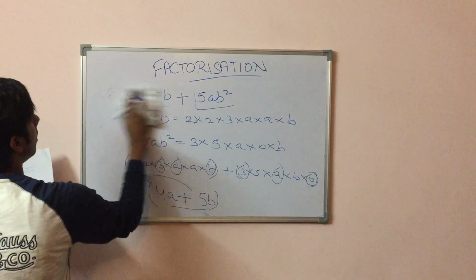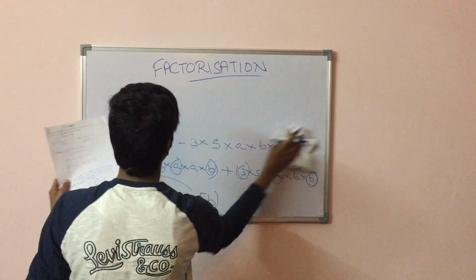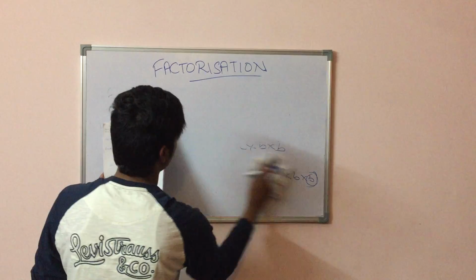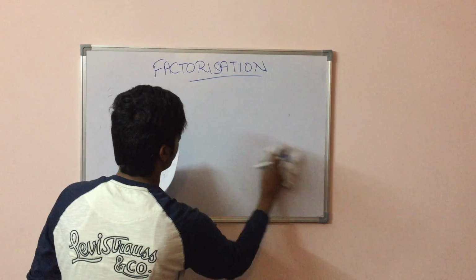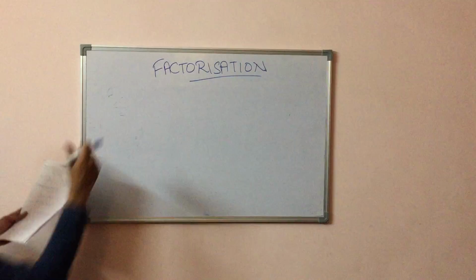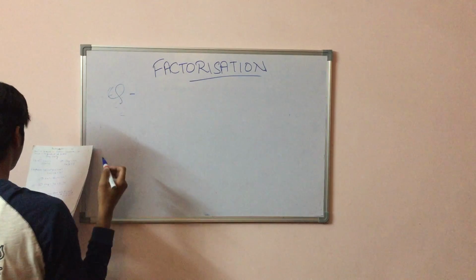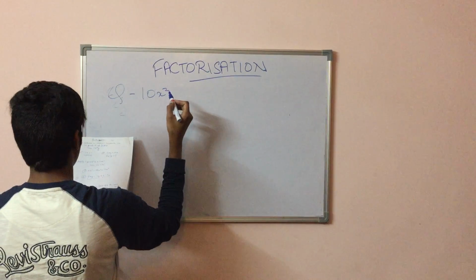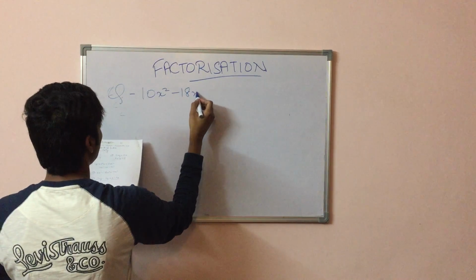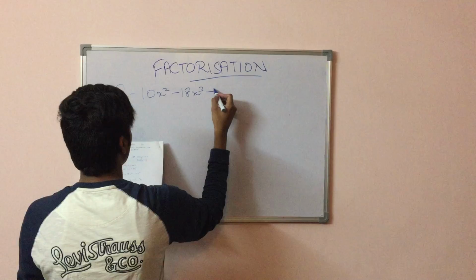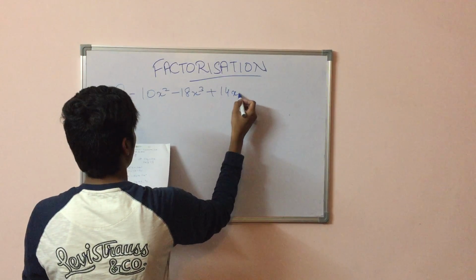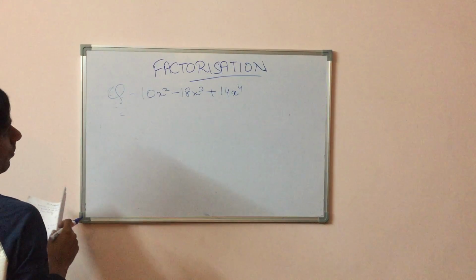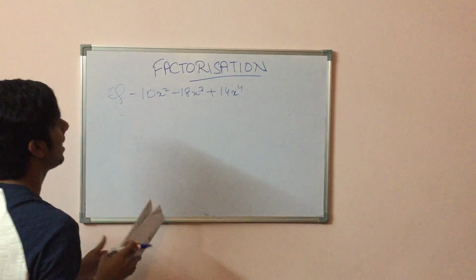Okay. Now let's see one more example on this. Our question is 10x square minus 18x cube plus 14x to the power 4, right? So now this is our question.